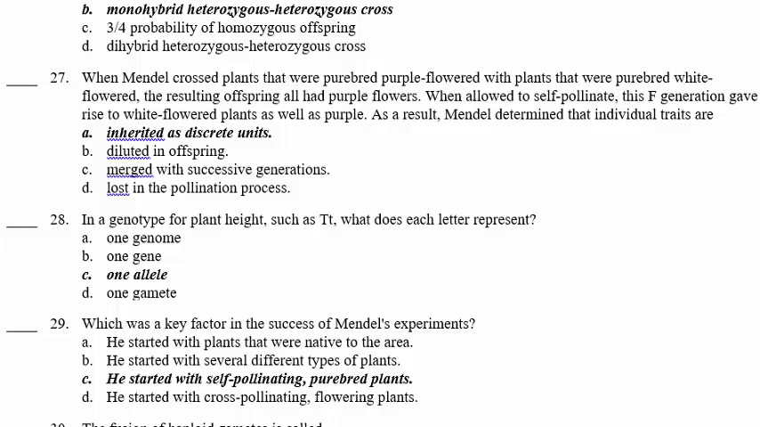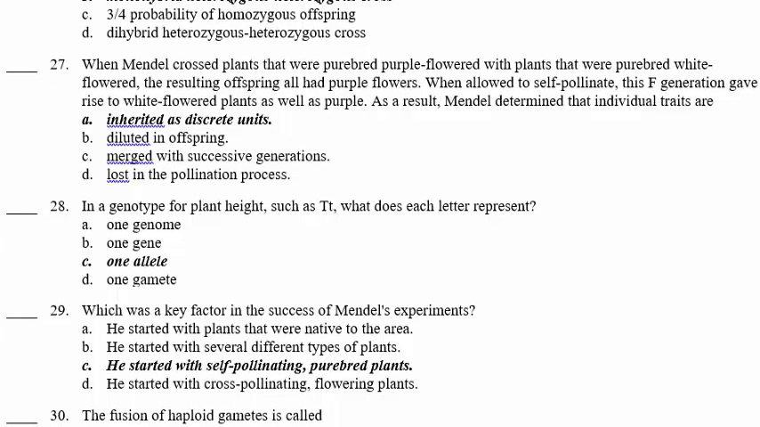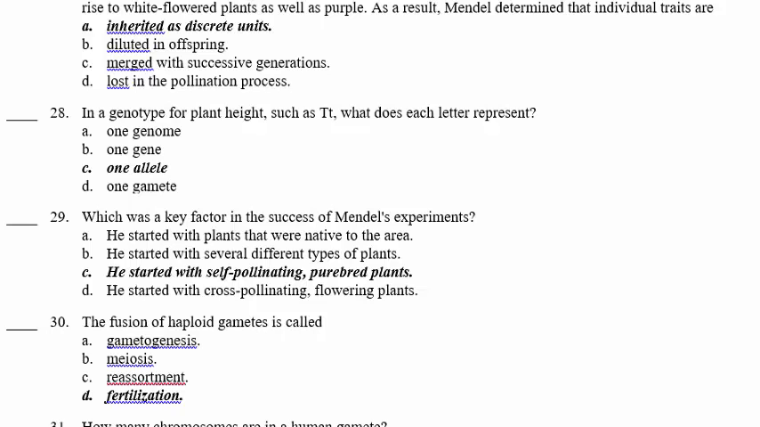28. In a genotype for plant height, such as capital T and small t, what does each letter represent? When you write it this way, each letter represents one allele, and each allele is received from one of the parents. 29. Which was a key factor in the success of Mendel's experiments?